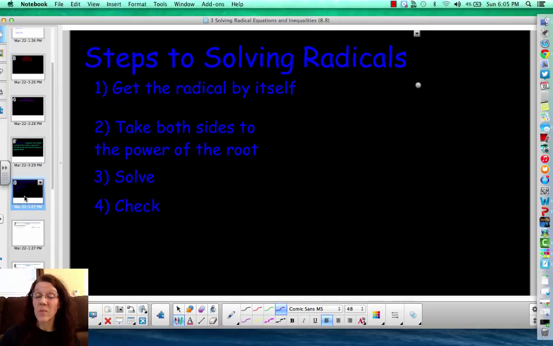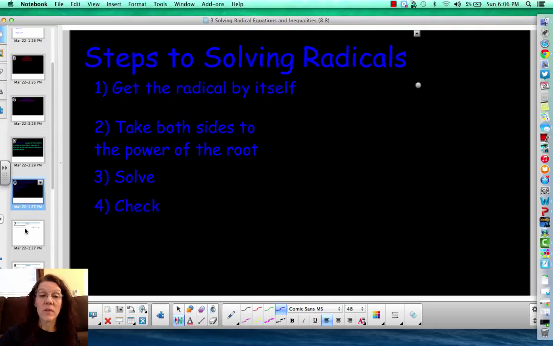How do we do that? Well, let's think about that. If we're taking the square root, we're going to square both sides. If we're taking the cube root, we're going to cube both sides. If we're taking the fourth root, we're going to take the fourth power of both sides. And so we're basically going to undo the radical. Then we're going to solve like we're used to solving. And lastly, we're going to check our answer. So let's look at a few examples here.